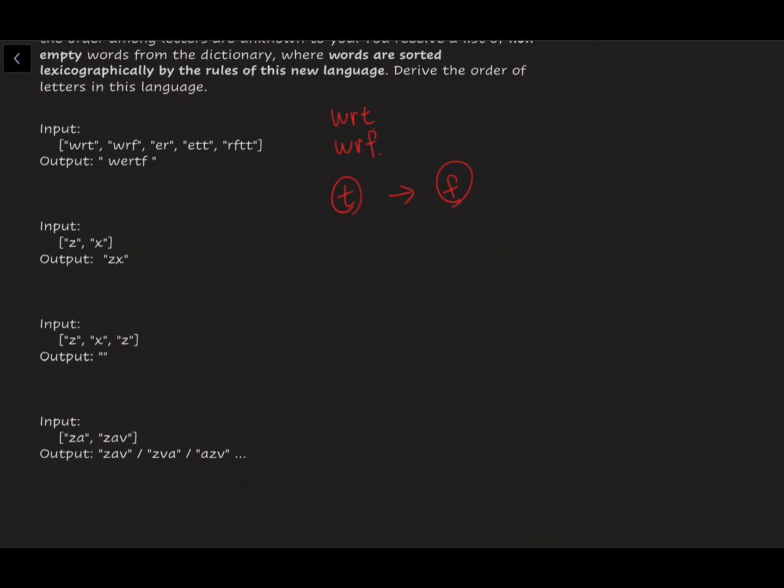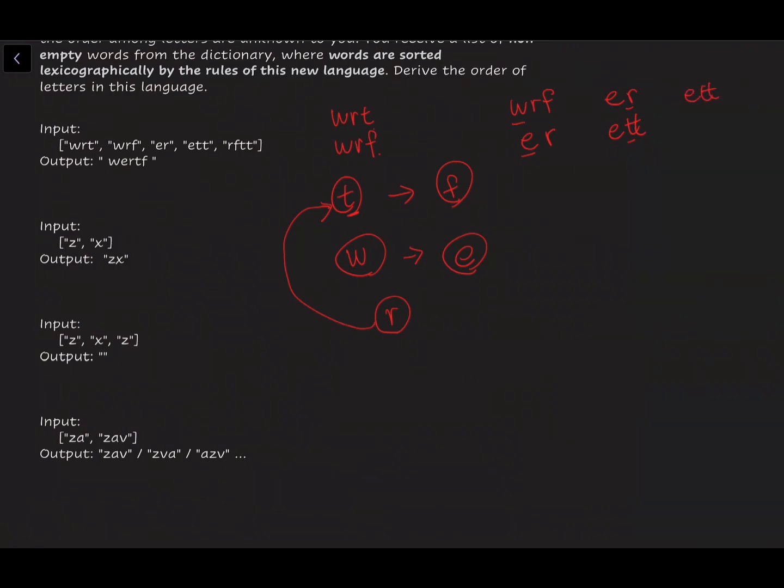And for the second pair, we have WRF and ER. In this pair, we know W is before E, so we can construct this graph using the pair. And the next pair is ERETT. From this pair, we know R is before T, and we don't have a node R, so we want to construct a node first, and then want node R to point to node T, and we already have a node T here. We just want R to point at T.